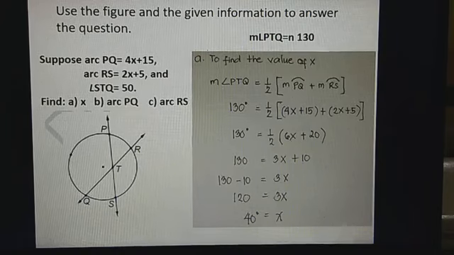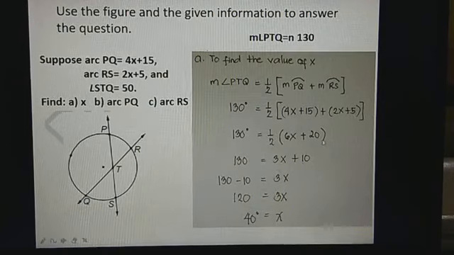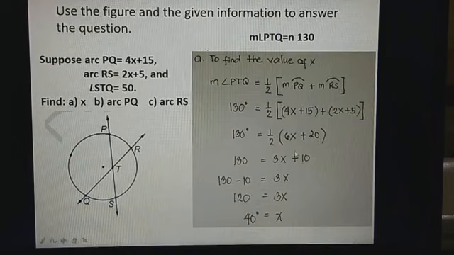Simplify ko ulit yung right side. If I multiply this by 1/2, 6x times 1/2, so 3x na lang siya. And then, 20 times 1/2 is 10. So, nasimplify natin yung equation. And then, to find the value of x, ginamitan ko siya ng subtraction property. 130 minus 10 is equal to 3x now. So, 130 minus 10 is 120 equals 3x.